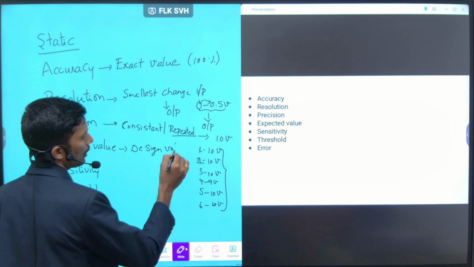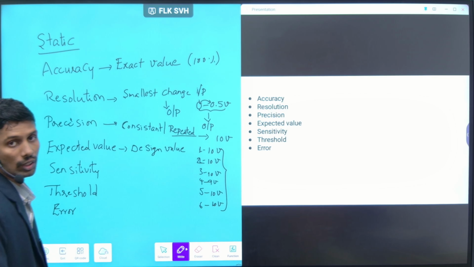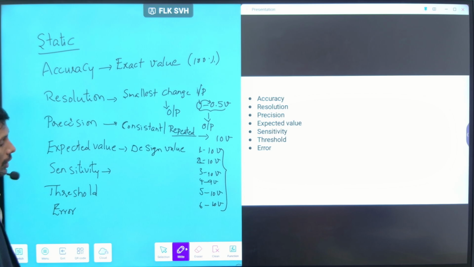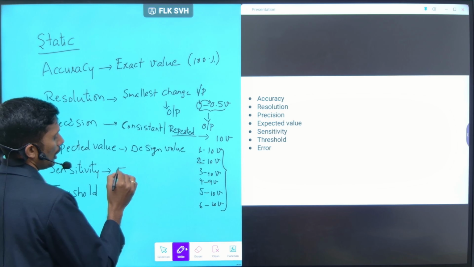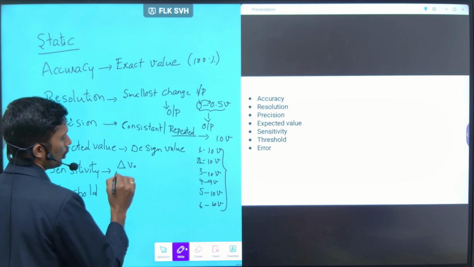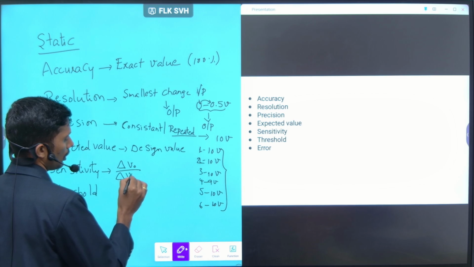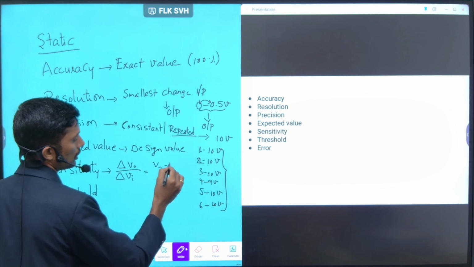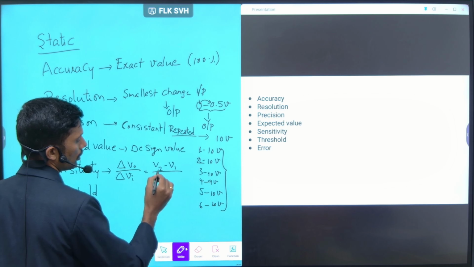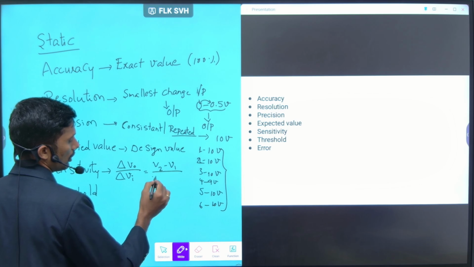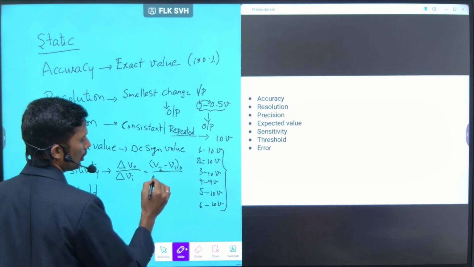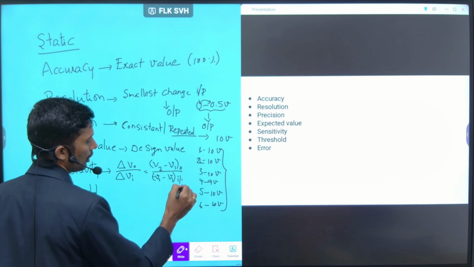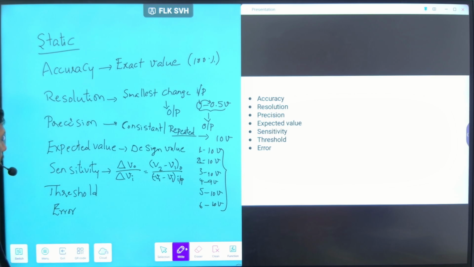Design value for any type of circuit is called the expected value. Next one is sensitivity. Sensitivity is the ratio of output to the ratio of input. For example, we can consider two voltage values, V2 by V1, in terms of output, V2 minus V1. That is called sensitivity.